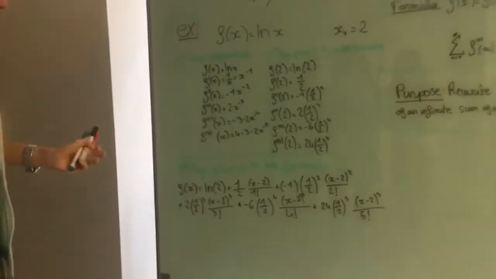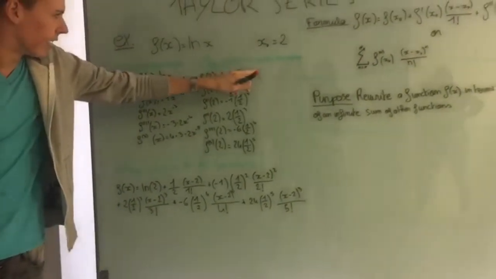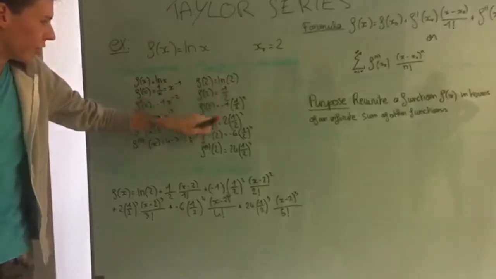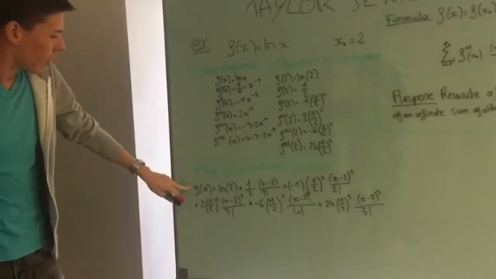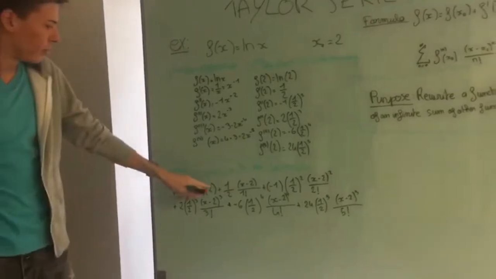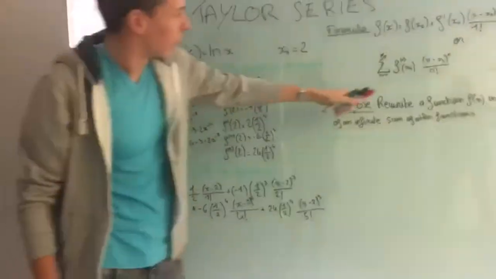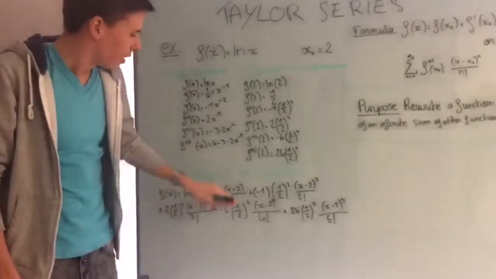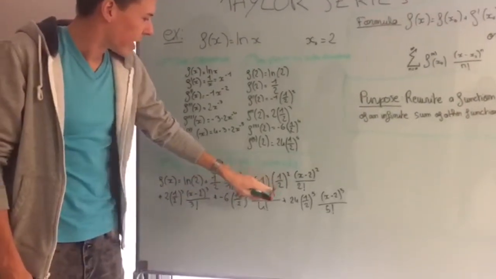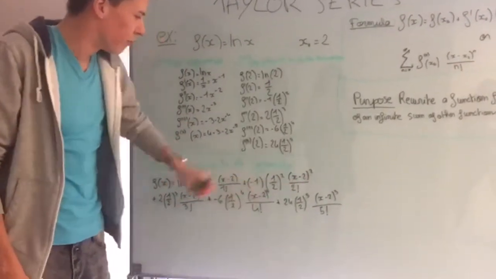And to do this is very simple. All we need to do is plug in the equations we got from plugging in the number 2. So at the end, f of x would be ln of 2 plus the first derivative, a half, times x minus 2 over 1 factorial, plus minus 1 times a half to the power of 2 times x minus 2 to the power of 2 over 2 factorial.